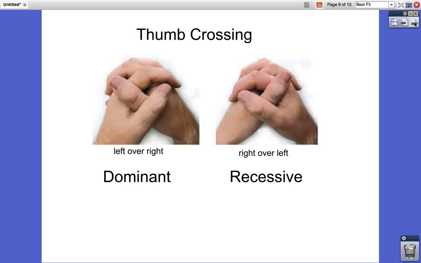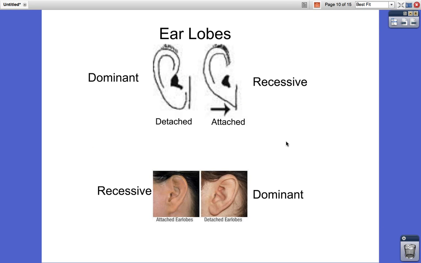It's a little weird. Earlobes. If your earlobes are detached, that means they're free hanging, kind of like this one and like this one. There's a little lobe kind of hanging down here and it doesn't go straight into the side of the head. That's a dominant trait. If your earlobes are attached, they will go straight into the side of your head, like this lady.